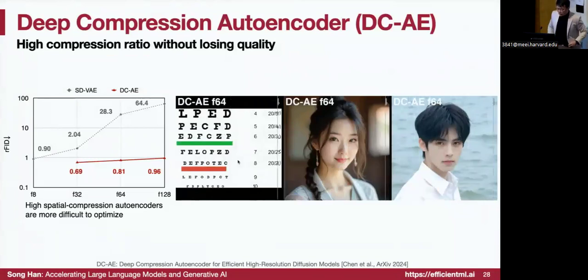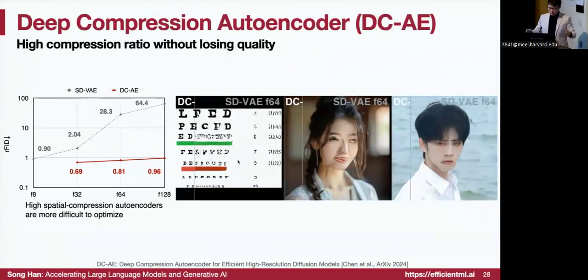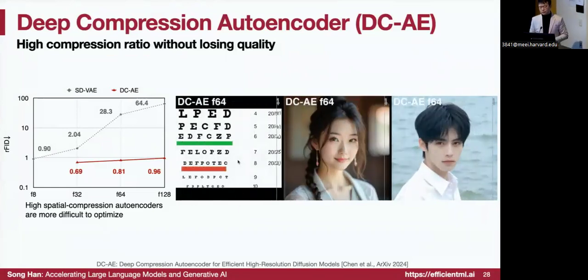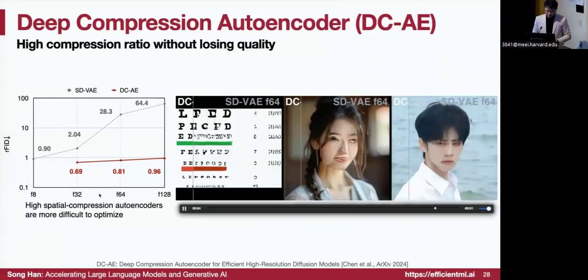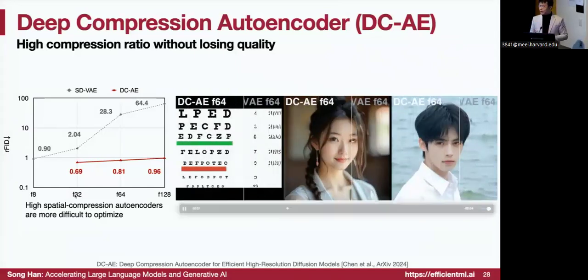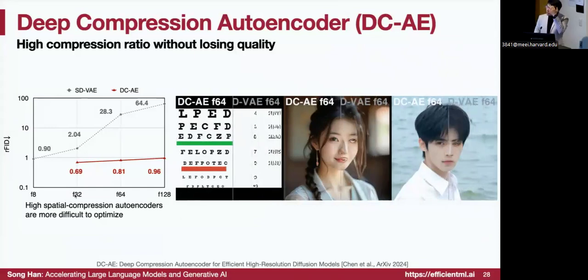And we have another work called deep compression autoencoder. Since generating tokens is very expensive, tokens are very valuable, right? So we want to reduce the number of tokens. That means we can reduce the workload. Prior work can reduce the tokens by 8 times on each side of the image.